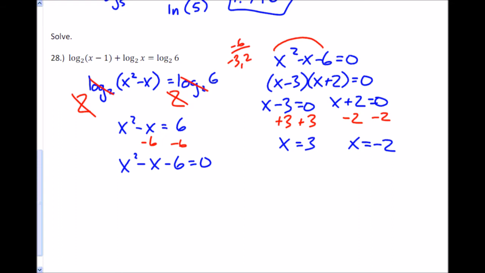However, with a logarithm, I can't take the logarithm of a negative. When I plug -2 in here, that would give me a -3 in my logarithm, and that's no good. Here, if I plug the -2 in, I'd be taking the logarithm of a negative as well, and that's no good. So that means this is an extraneous solution. I can't plug that in. So my only answer is x equals 3. Okay?